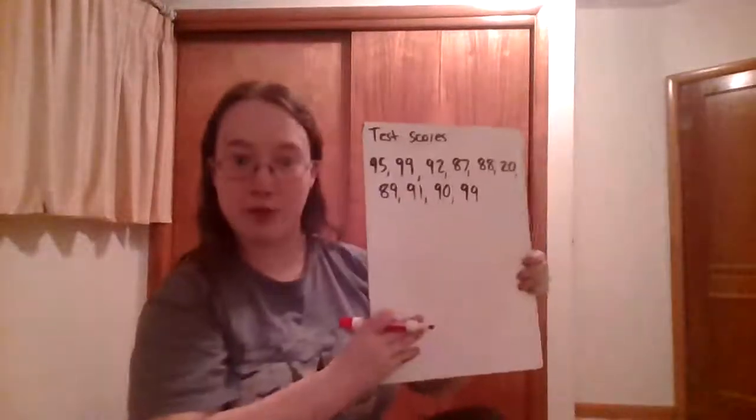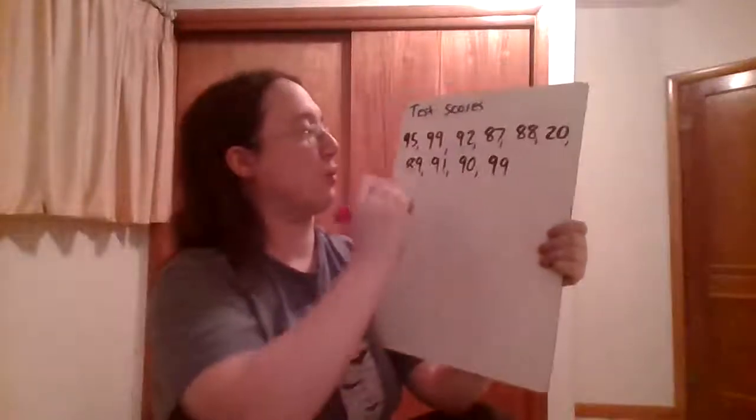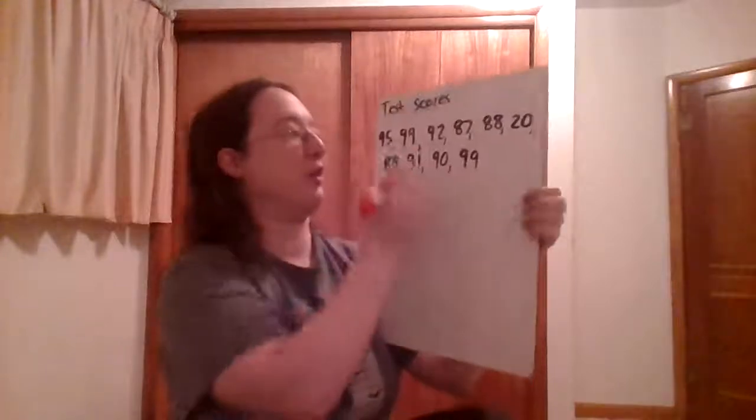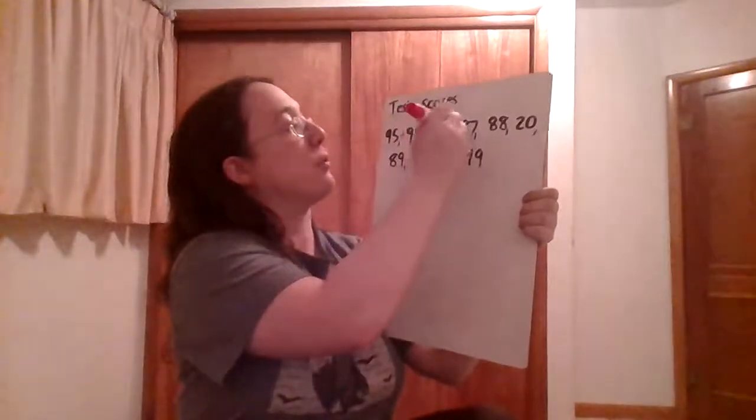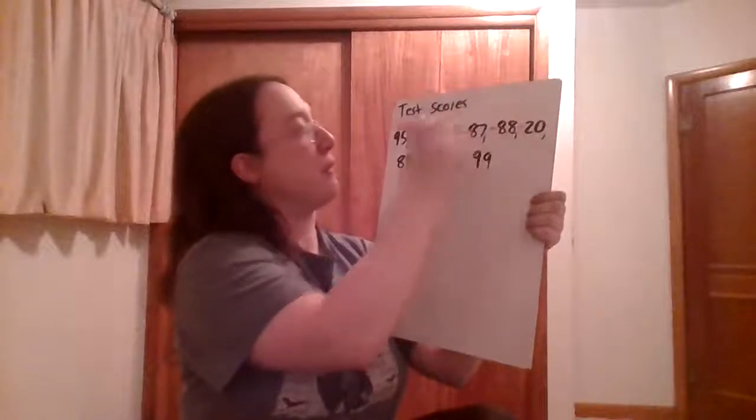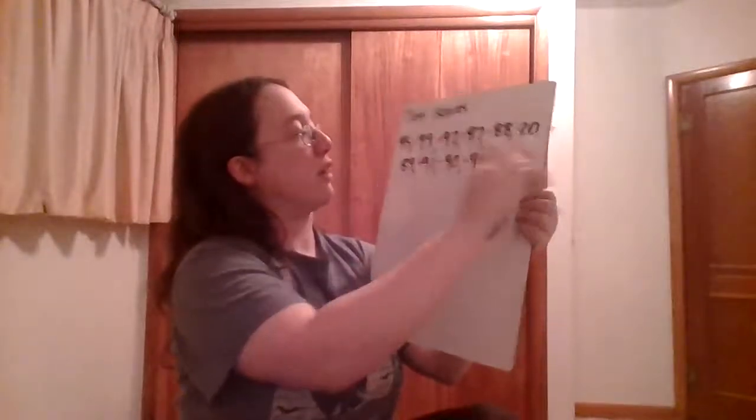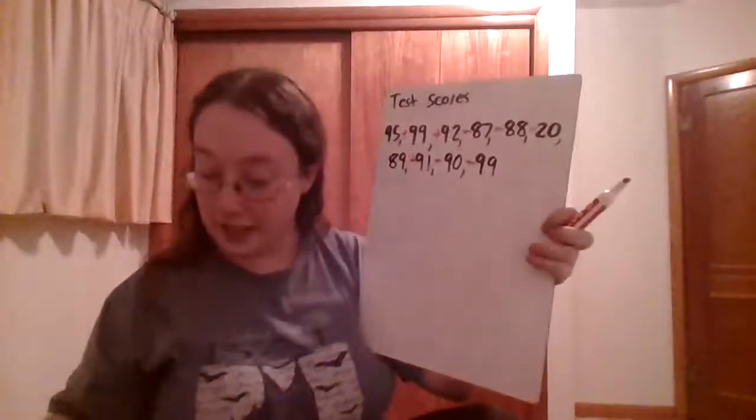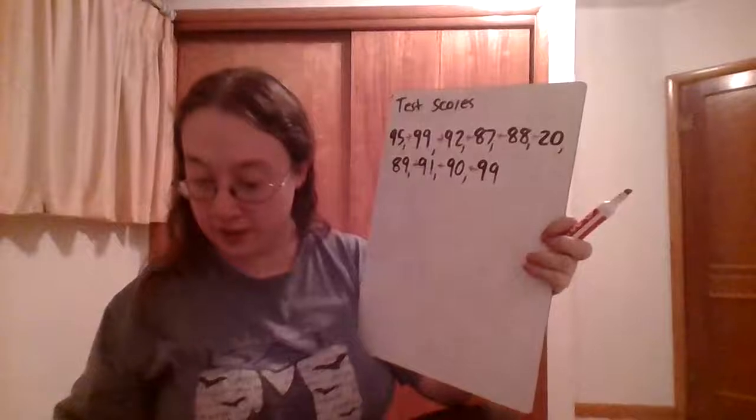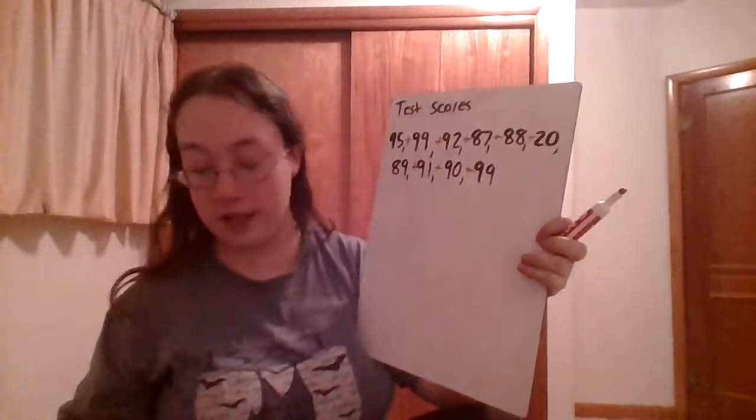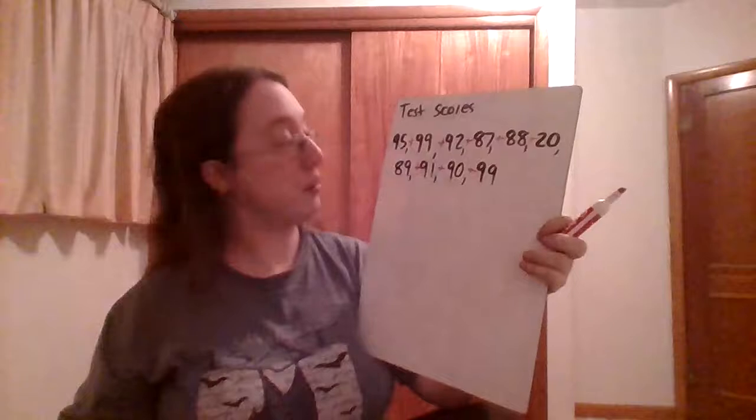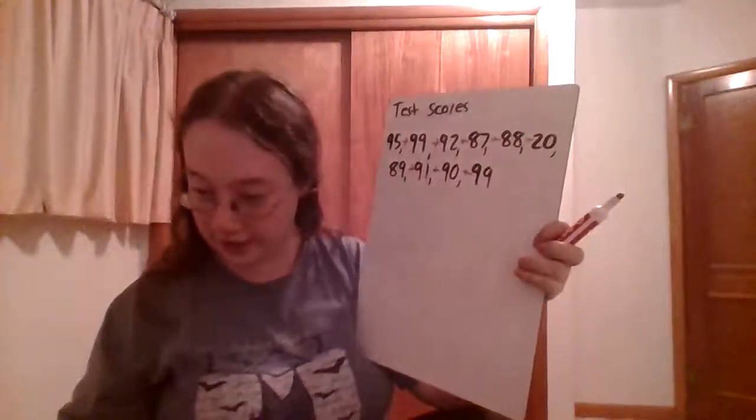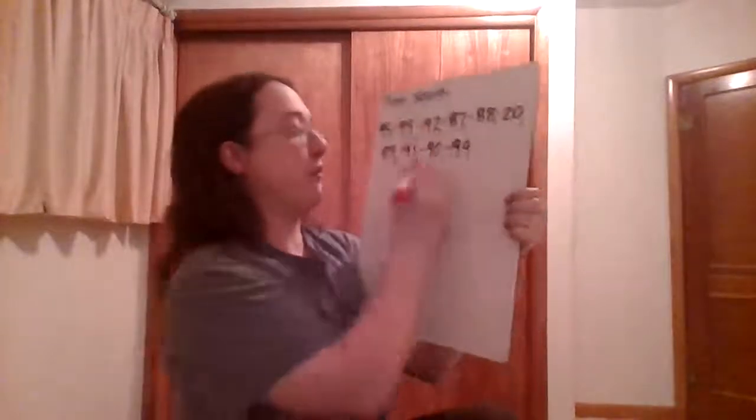Alright, let's say I got some test scores. So let's say our test scores were these numbers, and we want to find our mean, our median, and our mode. I'm not going to rewrite all of these, I'm just going to put little plus signs between them. So if we want our mean, we're going to add them all up and divide by our number of things. So we got 95 plus 99 plus 92 plus 87 plus 88 plus 20 plus 89 plus 91 plus 90 plus 99, which gives you 850.